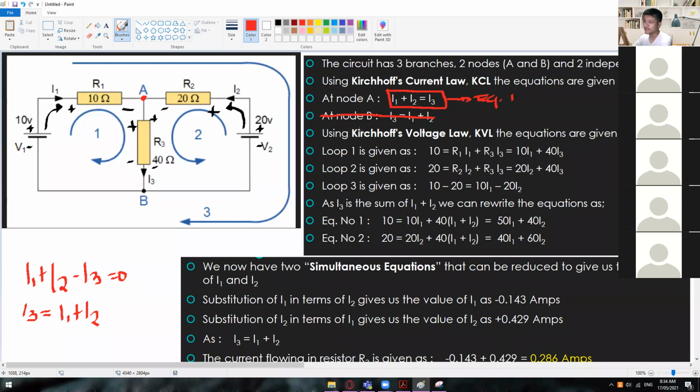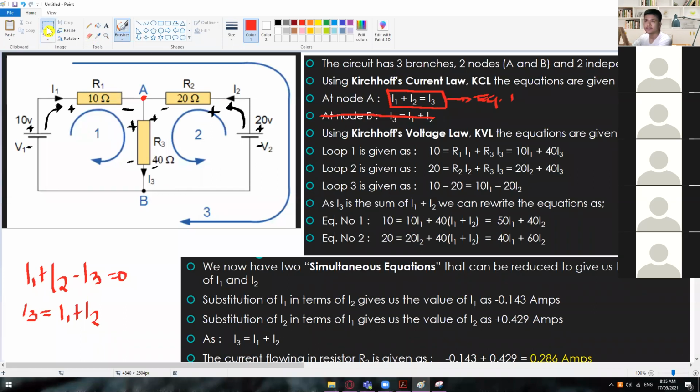So after the KCL, you can now perform KVL. Of course, when it comes to KVL, you're going to solve for the voltage. So we have KVL1 or loop 1 and then KVL2 or loop 2. Let's start with loop 1 first. So loop 1 is given as positive 10. Okay, let's come up with another.